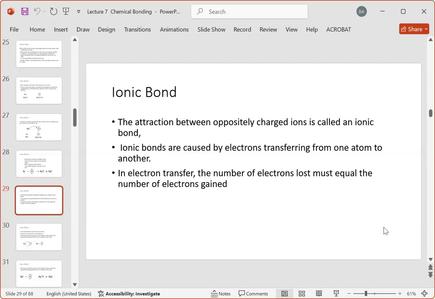Okay, now let's move on, right? So that's the ionic bonding. The attraction between oppositely charged ions is called an ionic bond. Ionic bonds are caused by electron transfer from one atom to another atom. In electron transfer, the number of electrons lost must equal the number of electrons gained. So any time we do electron transfer, the electrons that we transfer out have to be equal to the number of electrons gained.